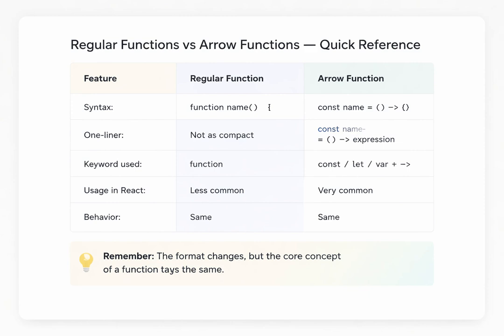But here's the most important thing to remember, and the instructor repeats this. The behavior is the same. A function is a function. It's a reusable block of code that performs a specific task. Whether you write it as a regular function or an arrow function, it does the same job. The format is just a matter of style and convention.